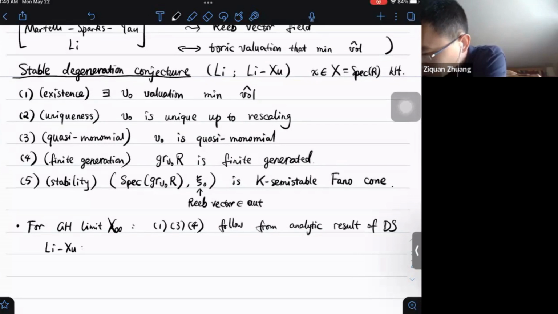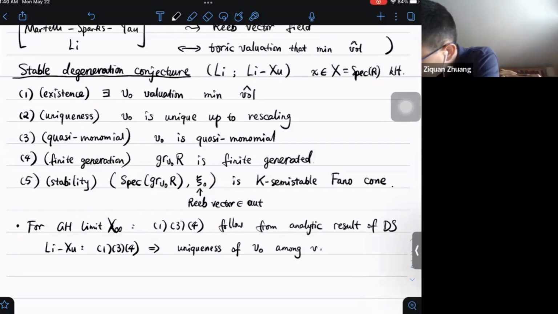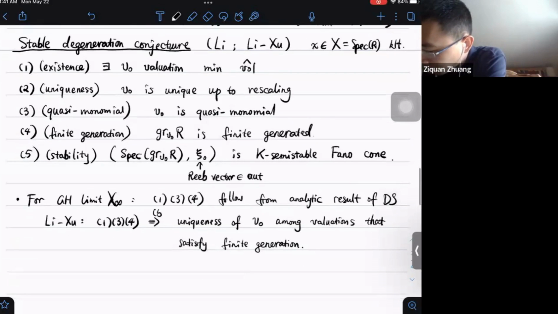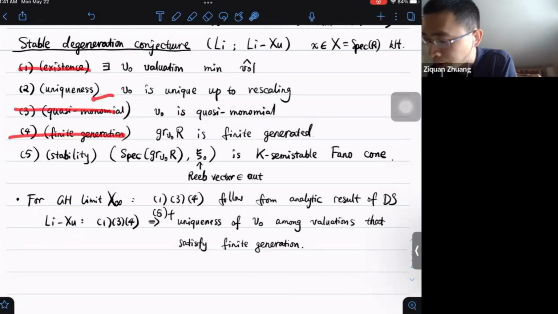In particular, in that context, Li and Xu showed that if you assume 1, 3, and 4, then you get some part of uniqueness of this minimizing valuation among valuations that satisfy this finite generation property. And also you get the stability automatically. In particular, that's how they solve the original version of Donaldson-Sun's conjecture, because 3 is automatic, and you get uniqueness for valuations that satisfy these properties.